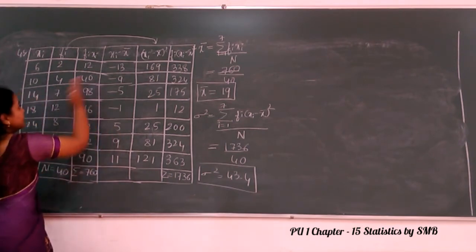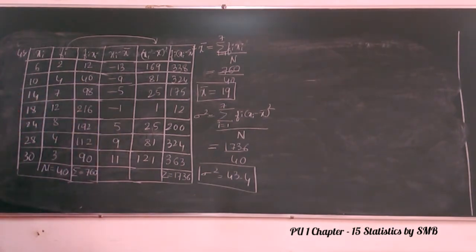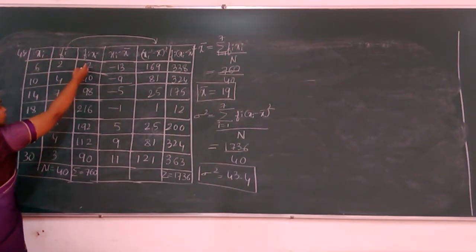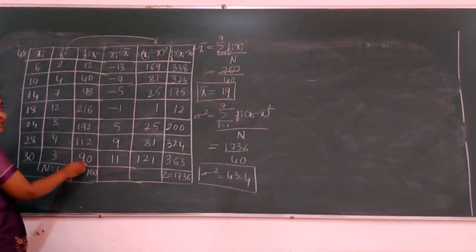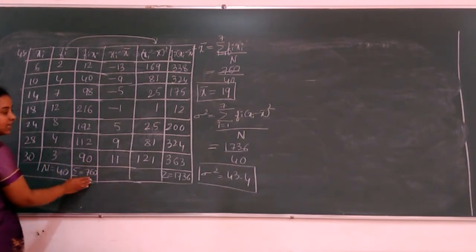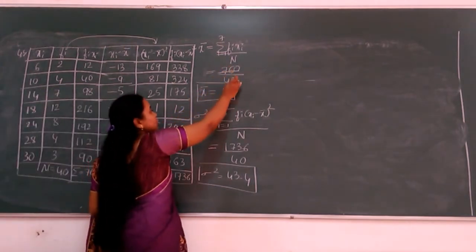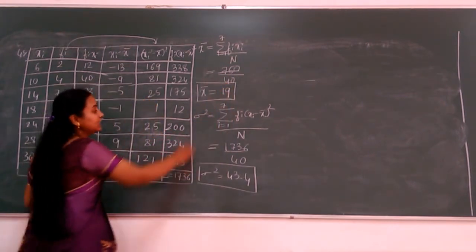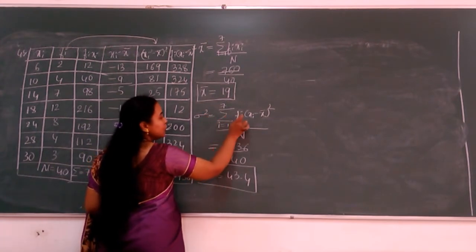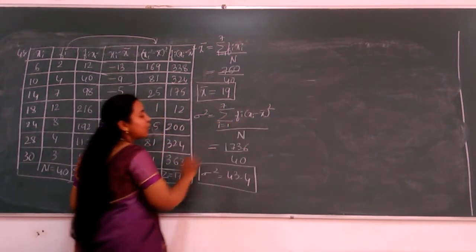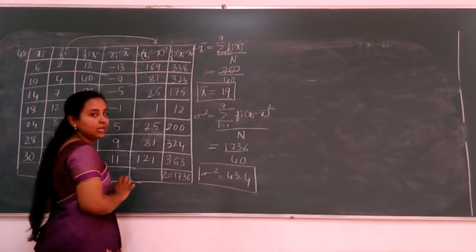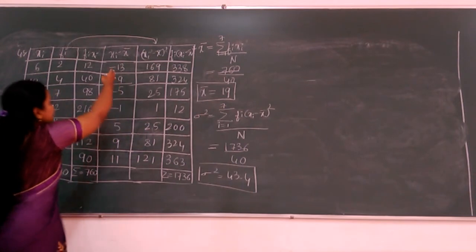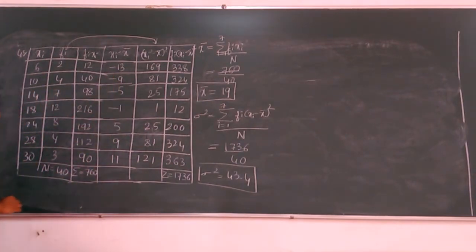So our next column will be fi into xi. That is, we will multiply each xi with fi. So we will obtain a column of fi into xi and its sum. So the total sum divided by the total frequency has given us the mean as 19. Now to calculate the variance, what is the formula? Summation of fi into (xi minus x bar) whole square by the total frequency. Right? So we need the next xi minus x bar. So our next column is xi minus x bar.